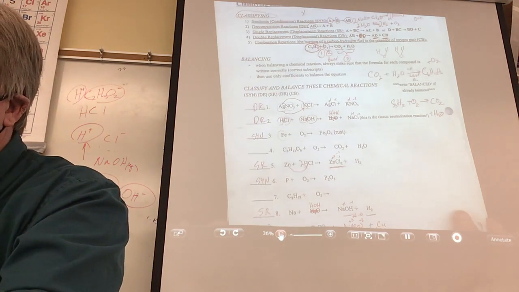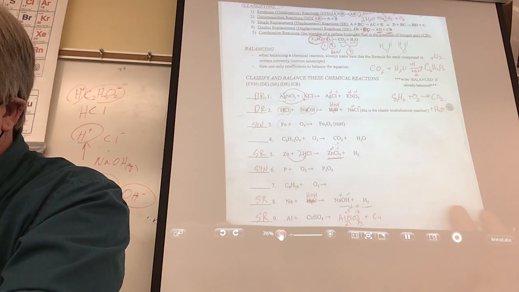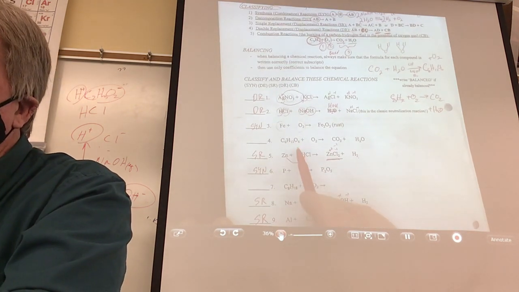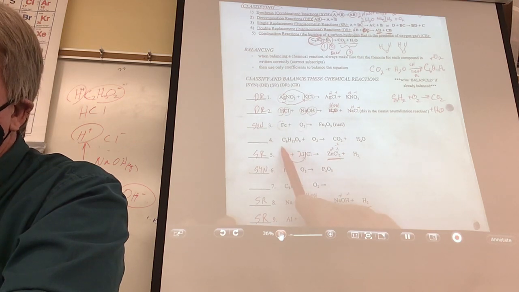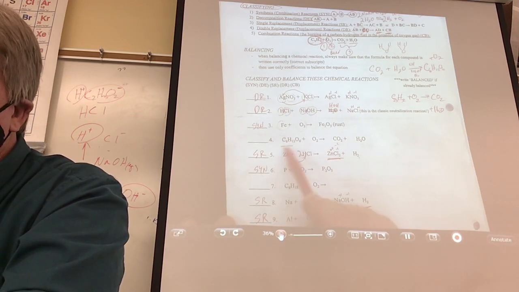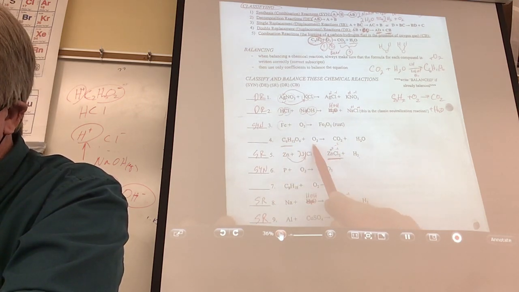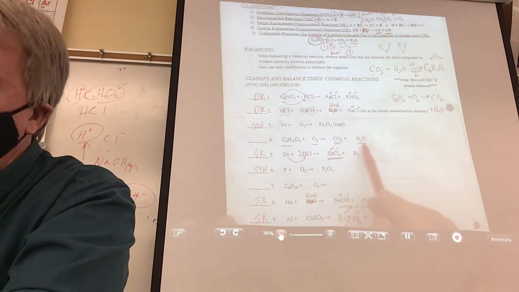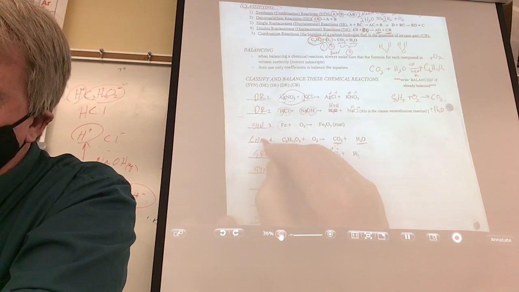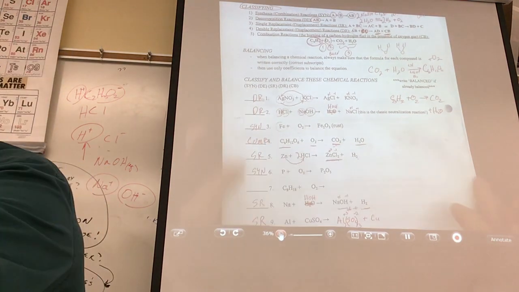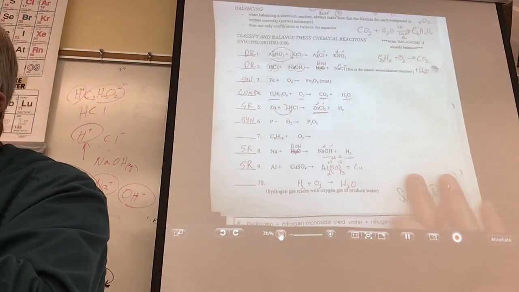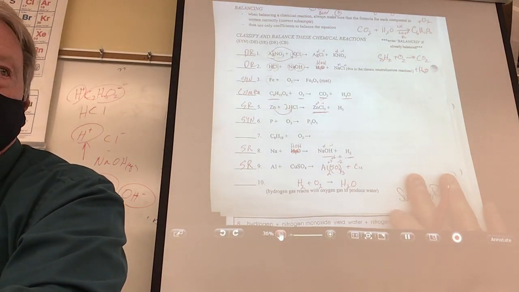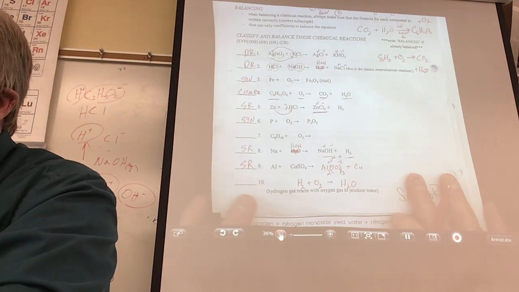All right, so let's go over here. Look at this right here. This has at least carbon and hydrogen in it. Yes. It's being burned, yes, and the products are carbon dioxide and water. So I'm going to put you in the combustion club. Okay, everybody got that? Now again, we're going to balance these in a minute. I'm just trying to classify them right now.